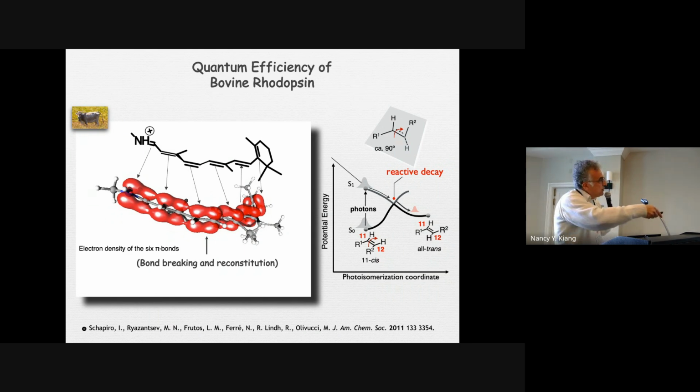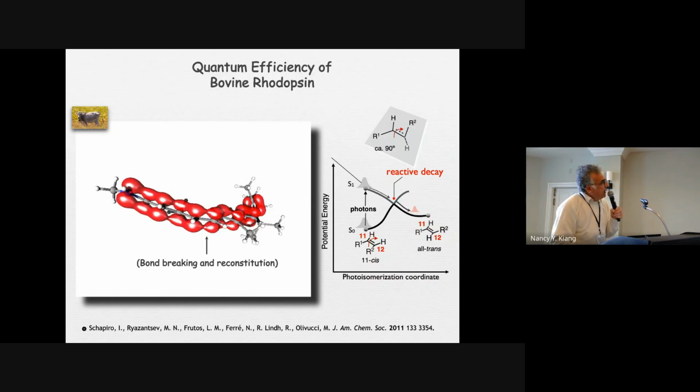Pay attention to this part because this is the double bond that is going to isomerize, since this is a model of our own visual pigment. Actually, the bovine rhodopsin, in the sense of the one used for vision, okay? And this means that it is this bond, the 11-12 double bond, which is going to isomerize spontaneously. Okay, so this is how the reaction is going on.